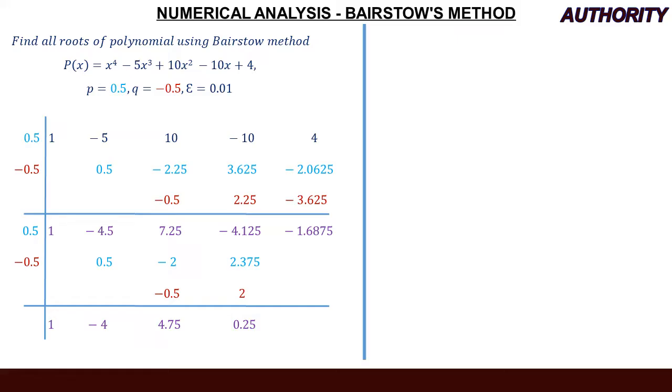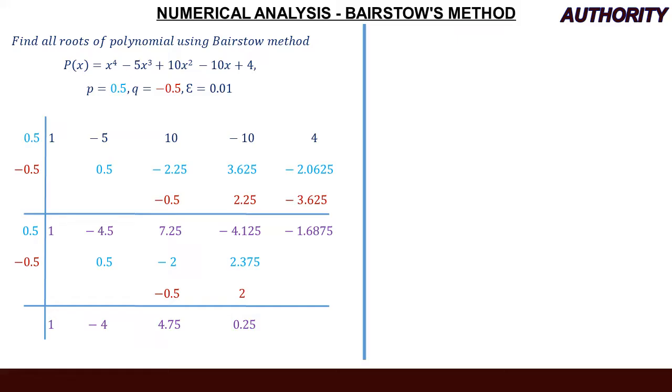Now let's go. You see this one, we bring it down. So this one multiplied by p, and p is 0.5, is going to give you 0.5. Then we add together: minus 5 plus 0.5 is going to give us minus 4.5. Are we together? Yes. So this result, minus 4.5, multiplied by p again is going to give you minus 2.25.